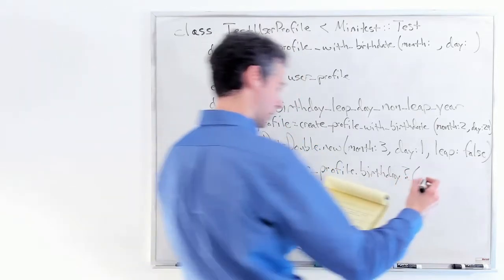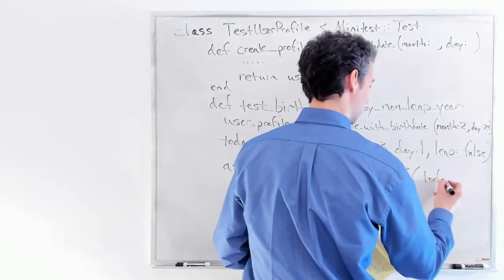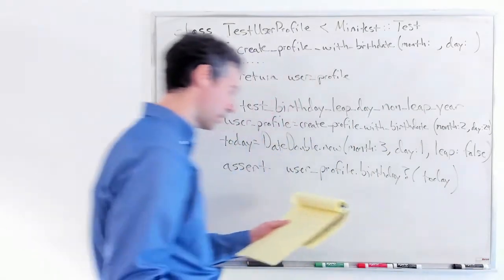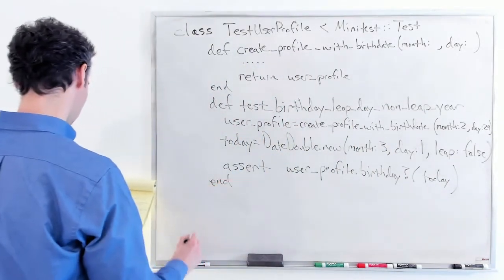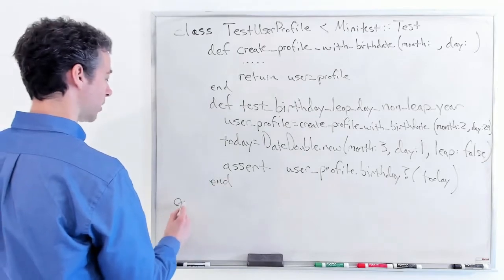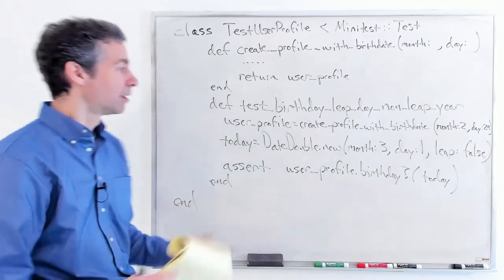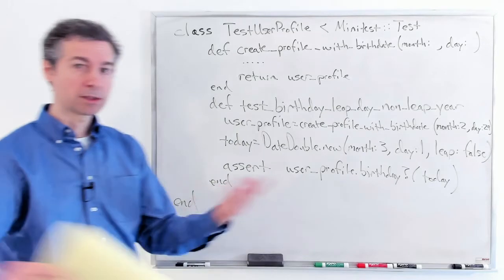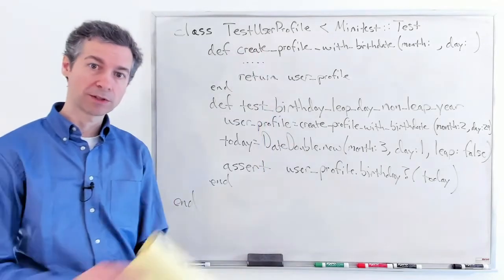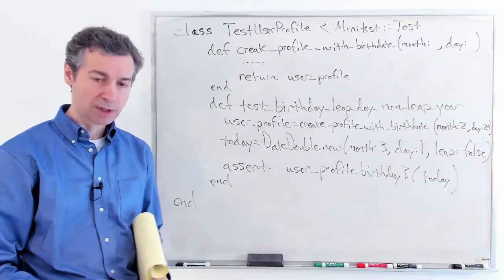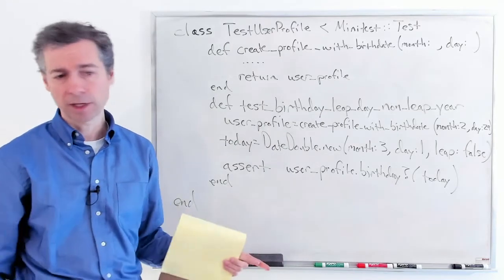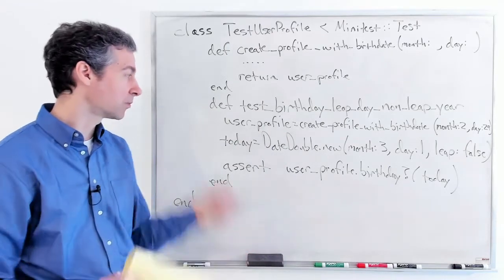And I'm going to pass in today. All right. And then I'm going to end this method, and I'll go ahead and just say that we're ending our testing class here. So I run the Ruby code that this file is in. It knows because of the require Minitest auto run, or if this was in Rails, it would know how to run the tests for you.